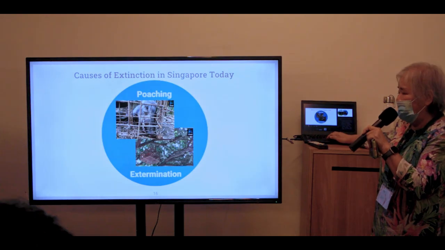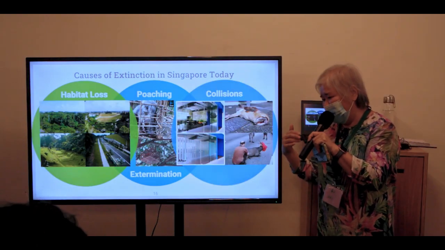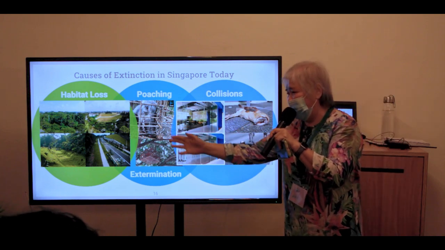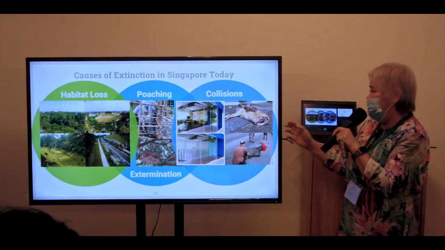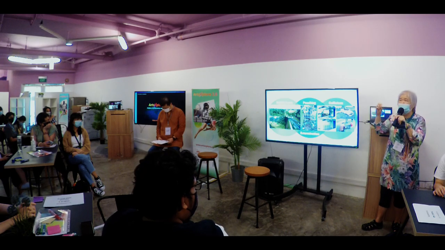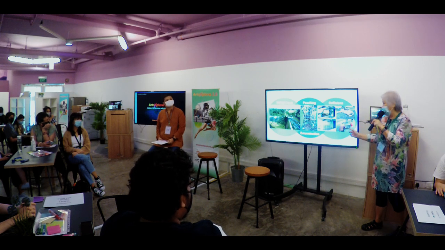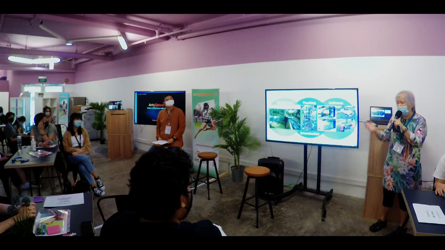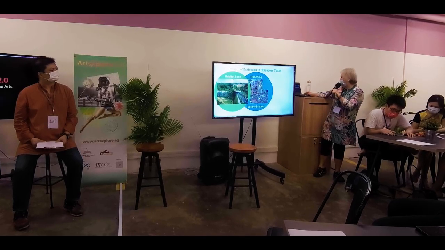However, this is not what we are proud of. They are slowly being killed because of habitat loss due to development. Poaching, people still poach them. And collision, either because your building has a lot of glass, birds just fly into it, and this is a collision kill. And this one is, of course, roadkill. Roadkill is going to be more because there is more development coming up.